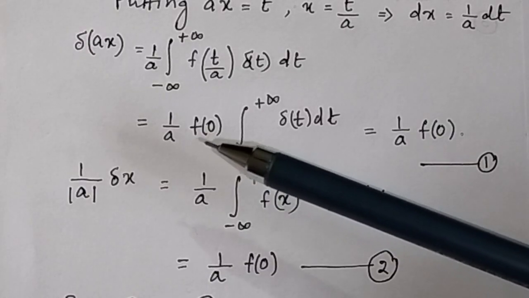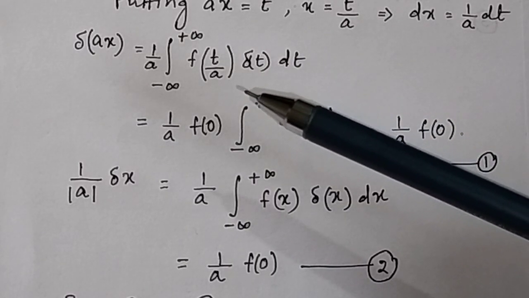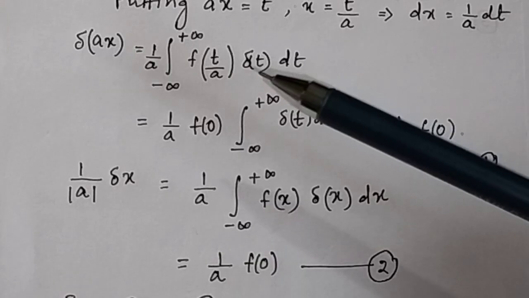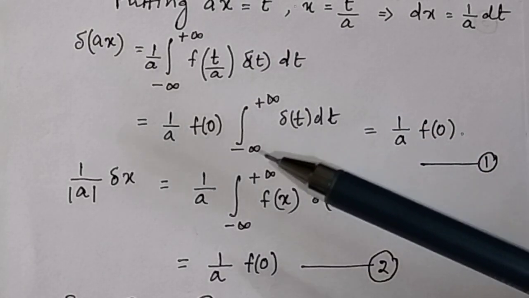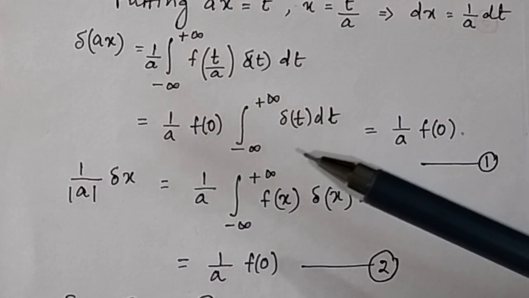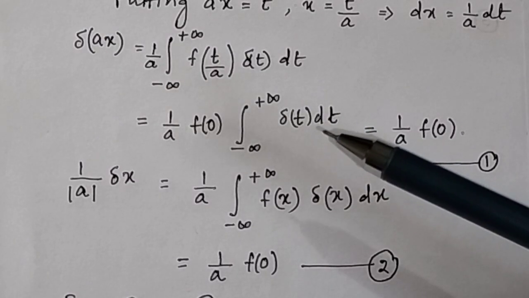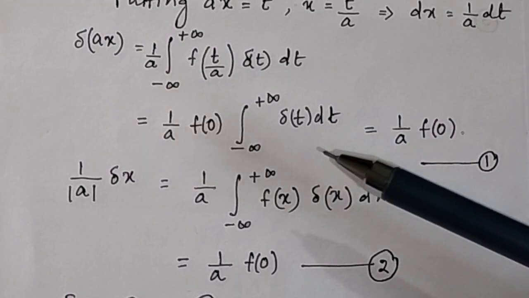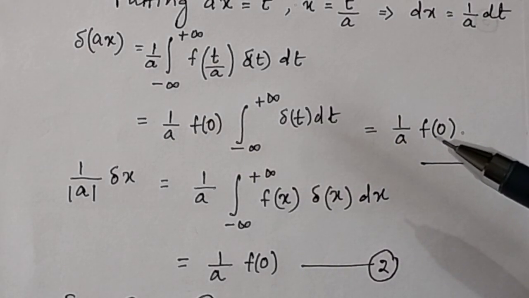f of, if you take the delta function at t equal to 0, then 0 divided by a will be equal to f(0), and the delta function at t equal to 0 will be equal to 1, integral from minus infinity to plus infinity of delta(t) dt. This value is equal to 1, so this will be equal to 1 by a f(0).